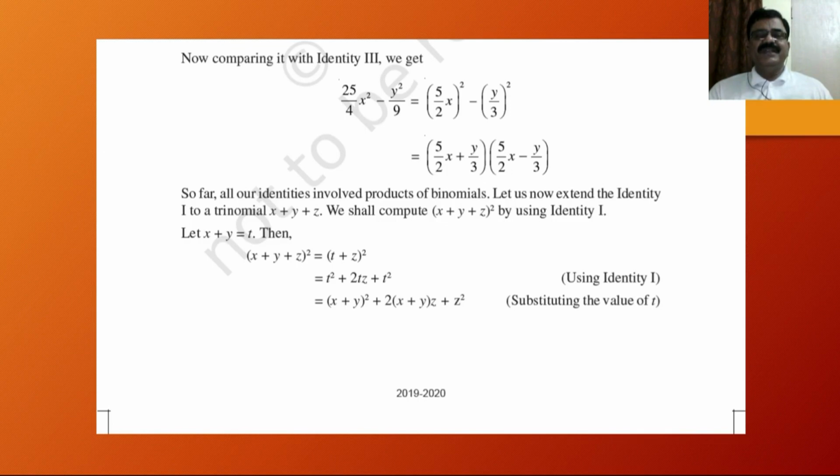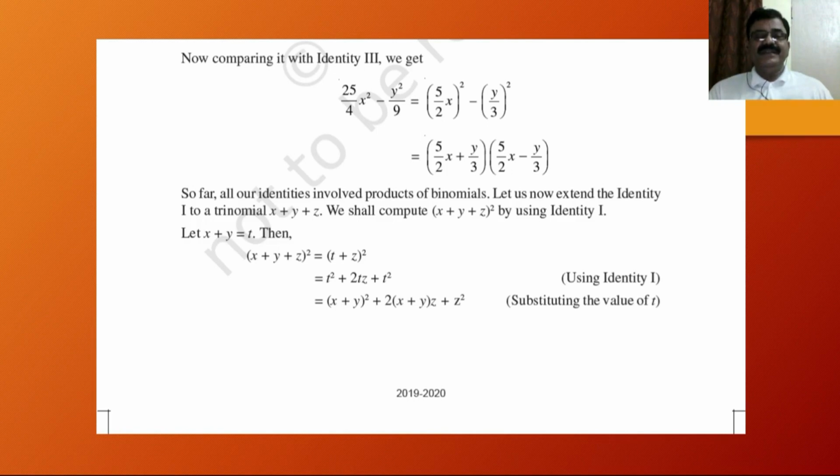So far all your identities involved products of binomials. Let us now extend identity 1 to the trinomial x plus y plus z. We shall compute x plus y plus z the whole square by using identity 1. So x plus y is equal to t. We can write x plus y plus z, that is t plus z the whole square, as t square plus 2tz plus z square.